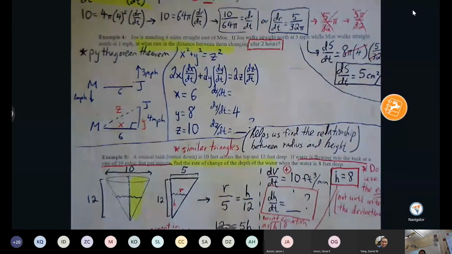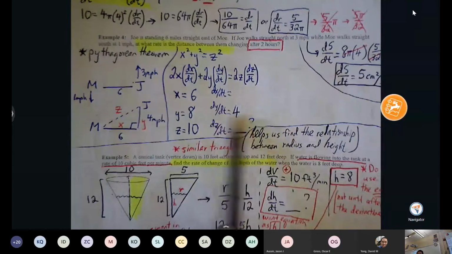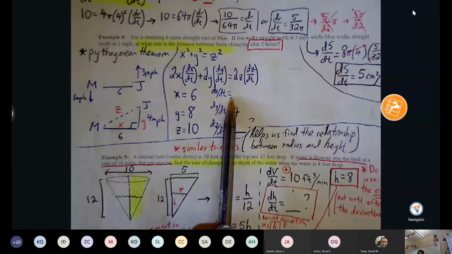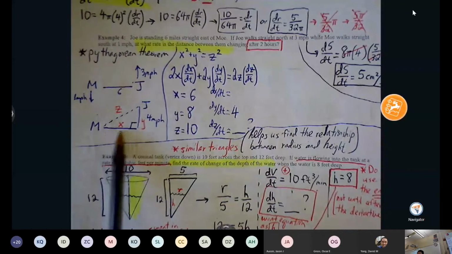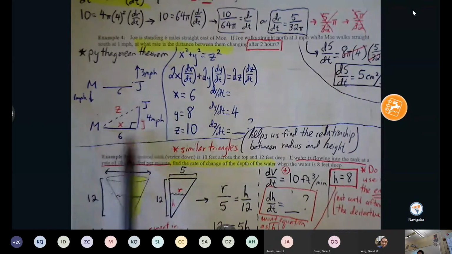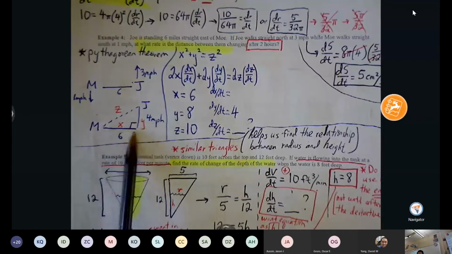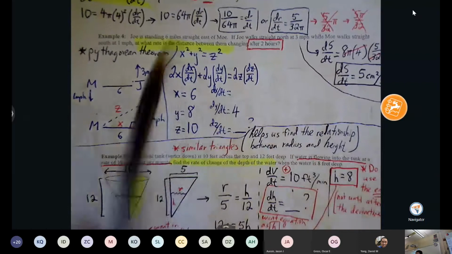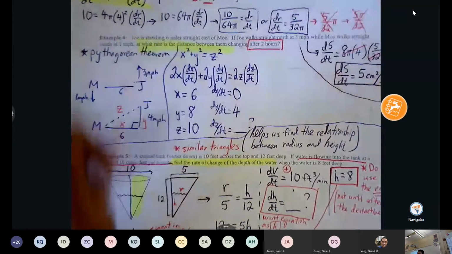All right, almost there, right? We need to find one more. We need to find 5 out of the 6 before we can find that 6th one. Okay, dx dt. It's 0 because it's not changing. Right, that horizontal distance is not changing. Joe is walking north, Mo is not moving. So you can imagine this x is not changing at all. That horizontal distance is still going to remain 6. So make sure we don't put 6 here, right? It's 6 at the beginning, it's 6 at the end. There's no change, so 0.